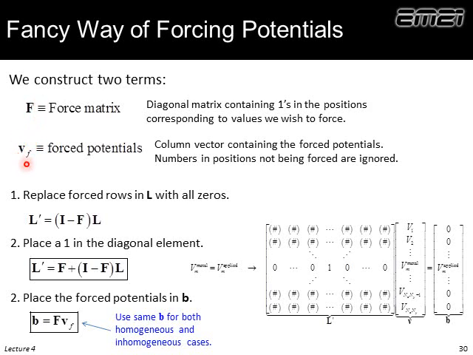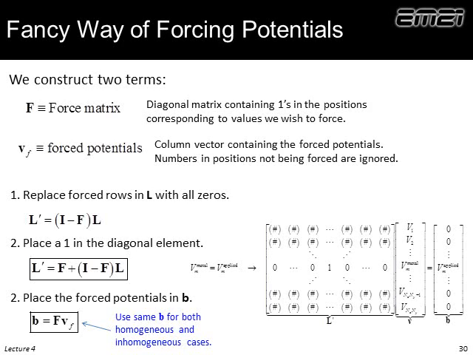Then we will construct a column vector. And in that column vector, we will list all of the forced potentials. If there's a position that's not a forced potential, it actually doesn't matter what number we put there. It will get ignored. So we'll just keep it at 0. So anywhere there's a metal, we will stick what voltage we are connecting that metal to in that column vector V sub F.